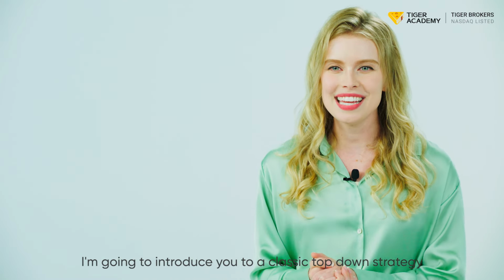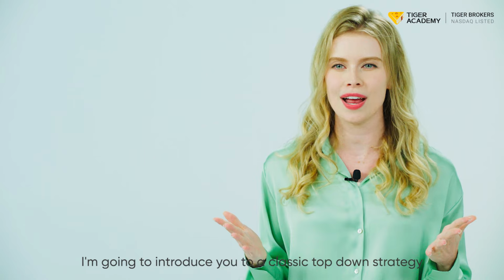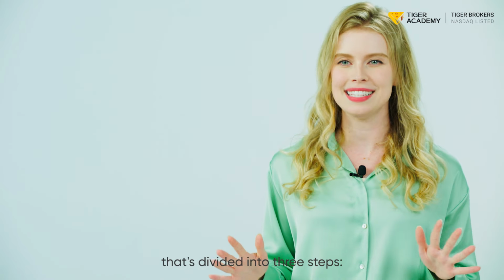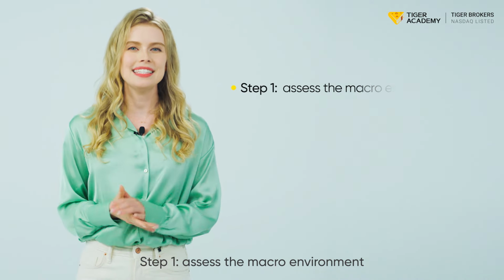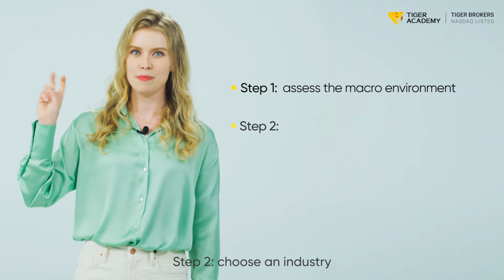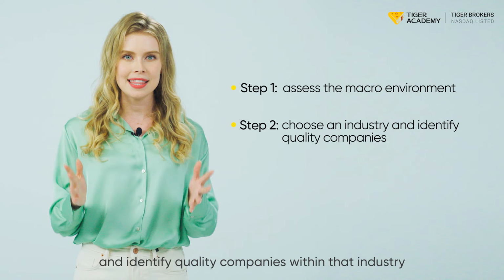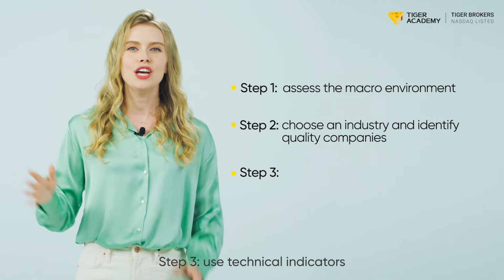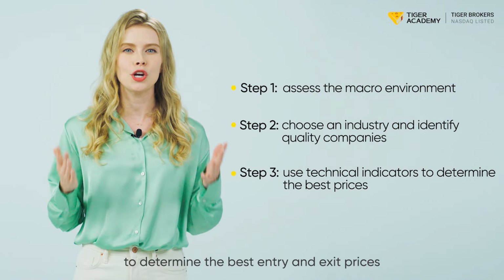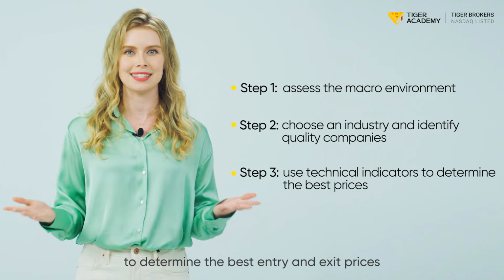Here, I'm going to introduce you to a classic top-down strategy that's divided into 3 steps. Step 1, assess the macro environment. Step 2, choose an industry and identify quality companies within that industry. Step 3, use technical indicators to determine the best entry and exit prices.